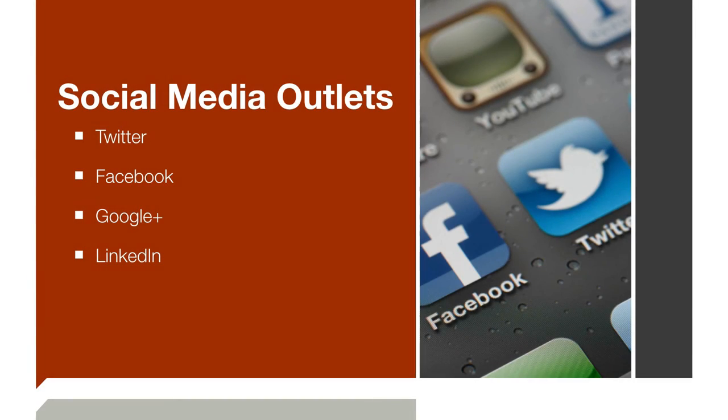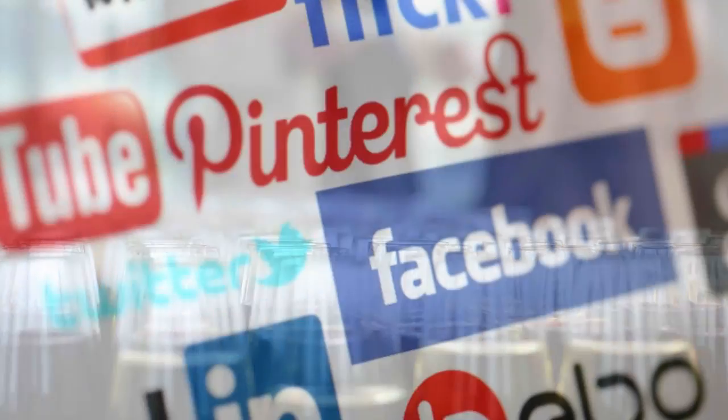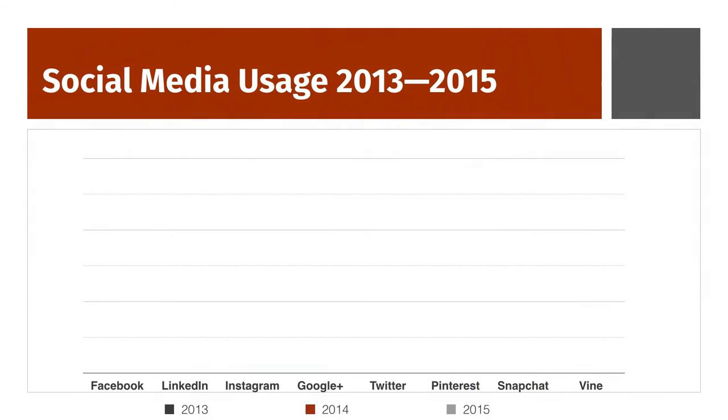So you've got these outlets, and then you also have creators networks. If you're trying to get people to be creators or get user-generated content, go to places like Vimeo, YouTube, Flickr, Pinterest, and Instagram. This is where the creators post. Run a photo contest on Instagram, not on Facebook. So people need to understand how all those pieces come together.